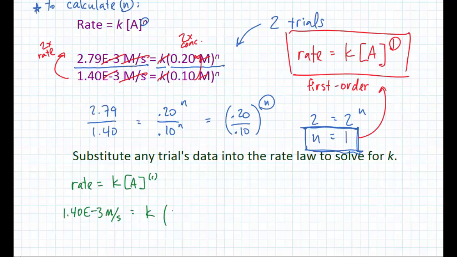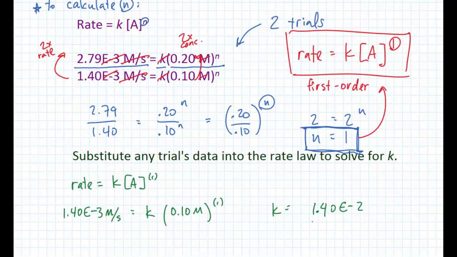Concentration of A, 0.10, just the 1 power. I just picked 0.10 because we can do that in our head. Divide by 0.1, 1.40 × 10 to the minus 2.